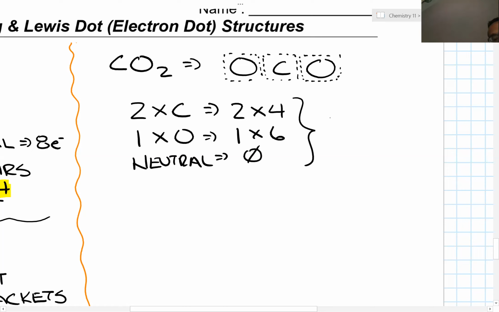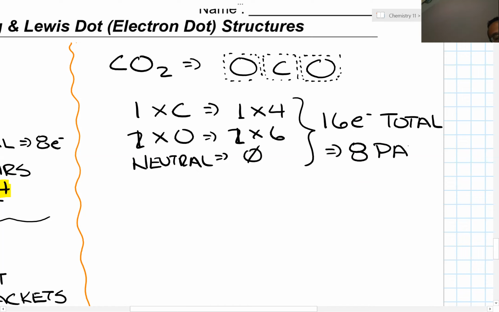Let me see, 2 times 4 is 8. Oxygen is 2, 4, 6. Carbon is 2, 4. Oh, no, wait a minute. This is what happens when I go too fast. So you have 2 oxygens, 1 carbon. There you go. So you have 16 electrons total, and you get 8 pairs. Remember, 8 pairs.